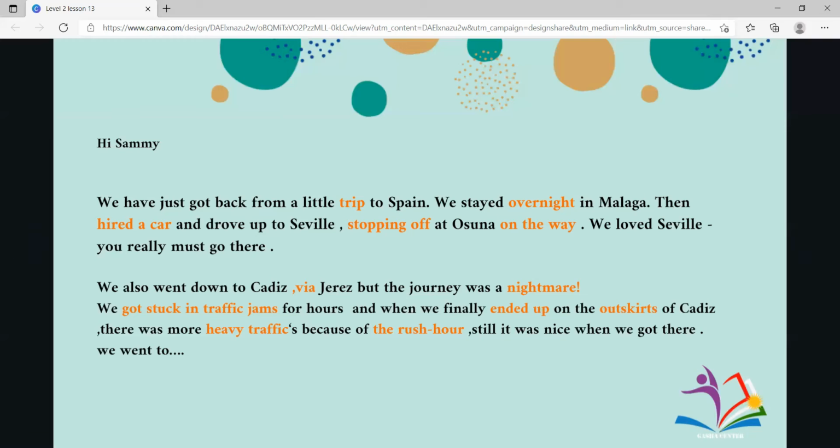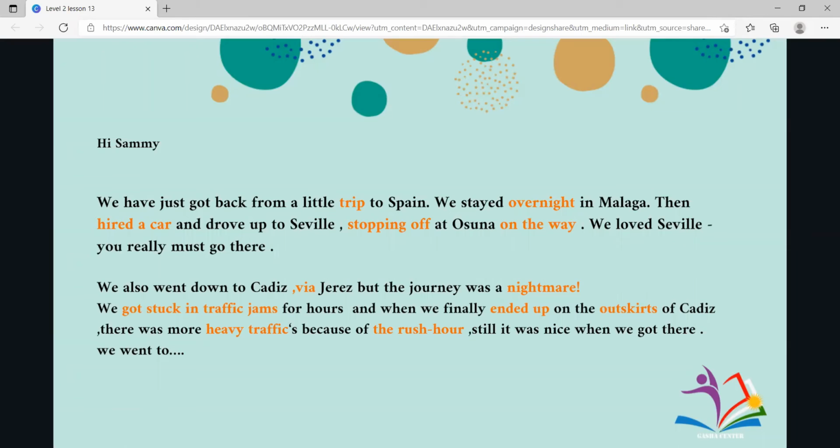Yes. What happened in this story? Yeah, it means it's a group of people who decided to take a trip to Spain, and they stayed overnight, and in the car there were a lot of traffic jams. Yes, that's it. They stayed overnight in Malaga, and they hired a car. On the way, they loved the place.